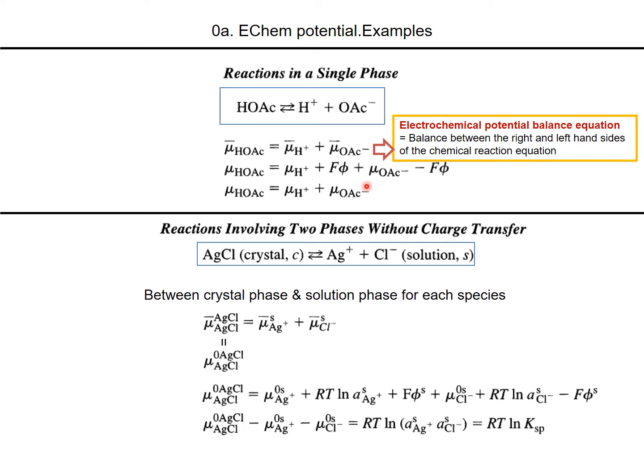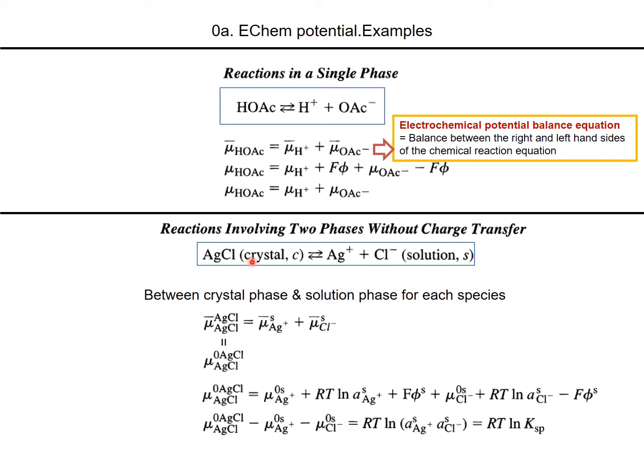That is the first example for the application of the concept of electrochemical potential. Let's go to the second one. Still, we have chemical reactions instead of electrochemical reactions, involving two phases without charge transfer. Without charge transfer means it is not an electrochemical reaction.